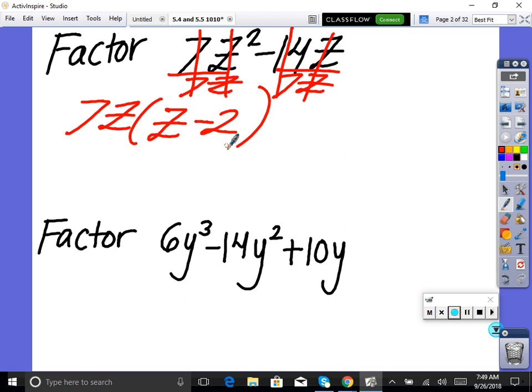And I'm done. Now let's say on the test you're like, did I do this right? Well, factoring is the opposite of multiplication, so you can multiply it back together and see if you end back up at the start. If you multiply back together, we end right back up at the beginning, so we know we've done it right.